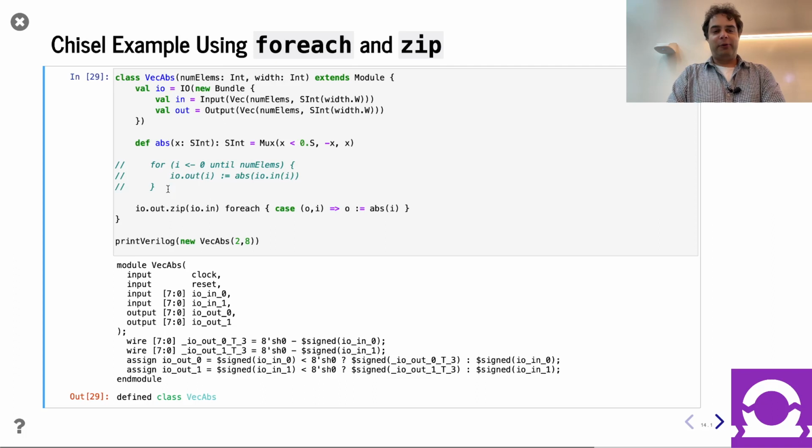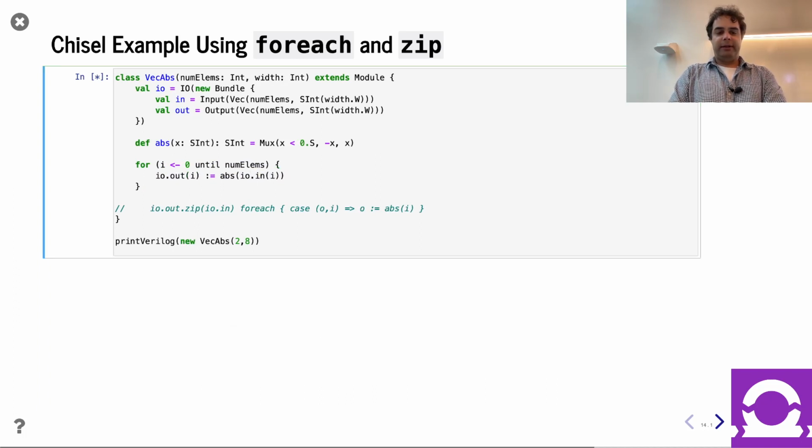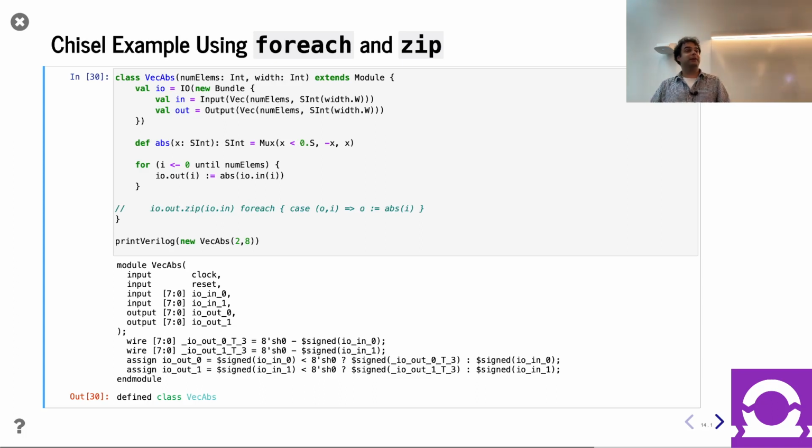And you kind of wonder, okay, well, let's say I didn't do it with the functional programming operators. How might I do this? Well, you might do it with a for loop, right? For the number of elements, connect each output to the corresponding input with the absolute value applied. And guess what? It produces exactly the same Verilog, the exact same Firrtl graph. It's just, as I said, to get more familiar with functional programming operators, you'll find that this is a much cleaner, more elegant way to do it.